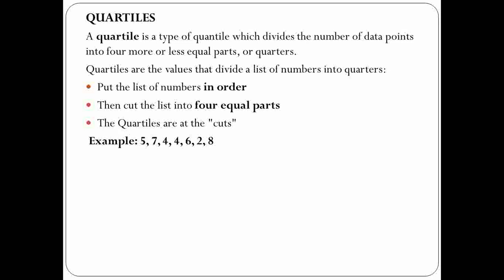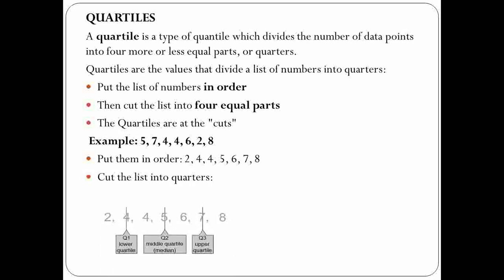For example, we have a data set with 5, 7, 4, 4, 6, 2, 8. The first thing we have to do is put this list of numbers in order, which means it's going to be 2, 4, 4, 5, 6, 7, 8. Then we cut the list into quarters. The first quarter will be at 4, which is the lower quartile, Q1. Then we have quartile 2, which is the middle quartile. Then we have Q3, which is the upper quartile.